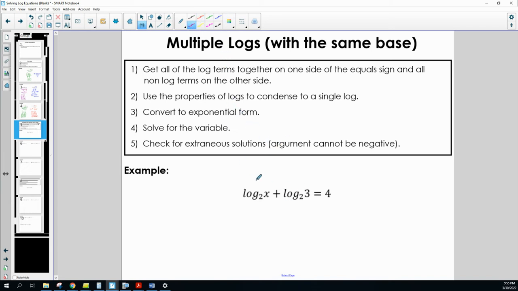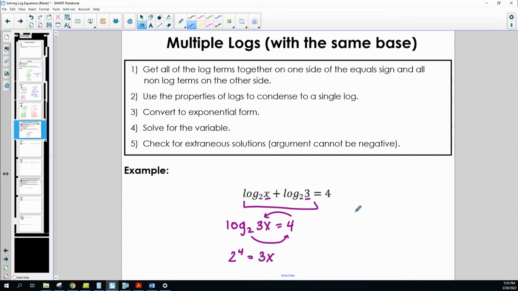So the first thing we'll do here, noticing that the logs are already on the same side, so that's good. We're going to take these two logs and we're going to condense them. Now we see that there is addition happening, which remember from last class means that we're going to use multiplication. So I'm going to rewrite this as log base 2. I'm going to multiply the arguments. X times 3 is 3x, and that's equal to 4. So we've condensed it to a single log, and now that we have a single log, we're going to change forms. So we'll have 2 to the 4th equals 3x.